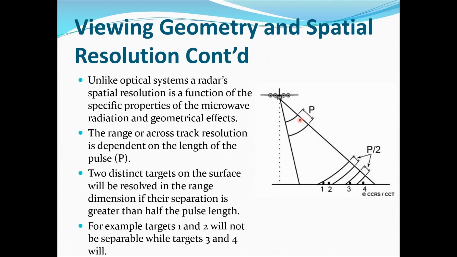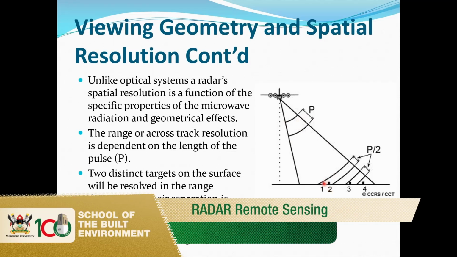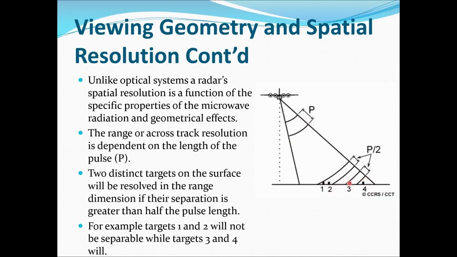Then half of that pulse length: if objects 1 and 2, their separation distance is less than half the pulse length, then 1 and 2 are going to be seen as one object. It can't be separated. Yet 3 and 4, whereby their separation distance is more than half the pulse length, these ones can be separated. What do we mean? When you want to observe detail in radar, you want to go for a smaller pulse. Then when you have that smaller pulse length, you divide by 2.